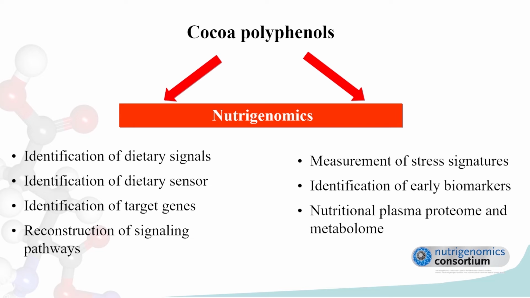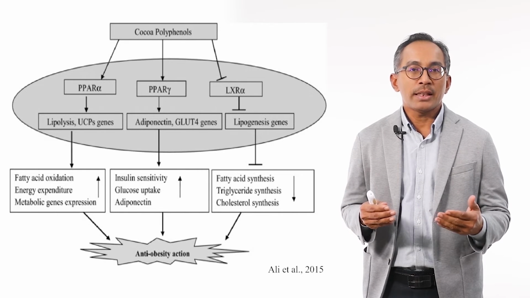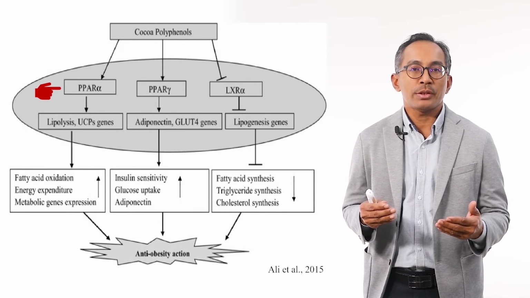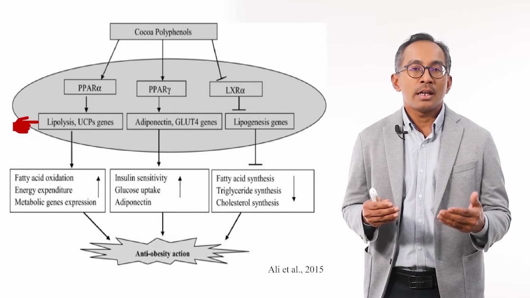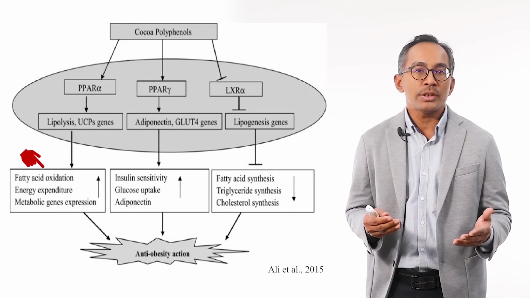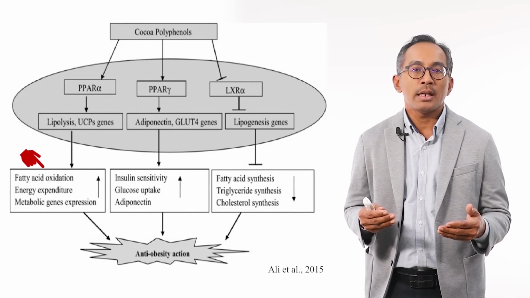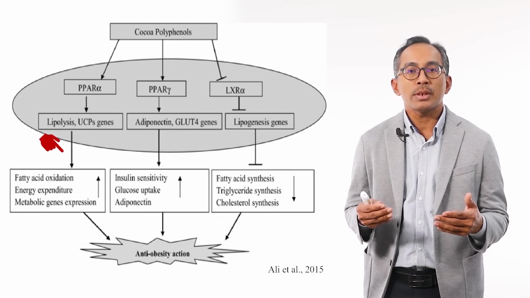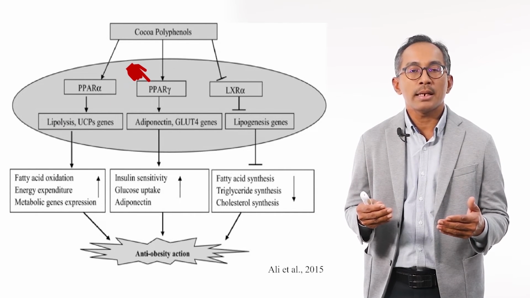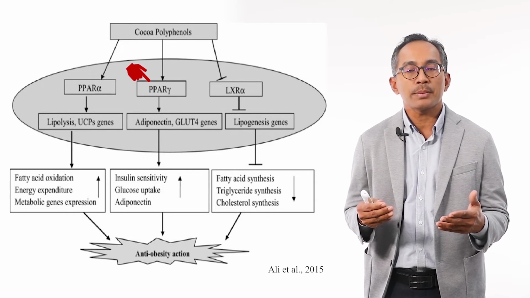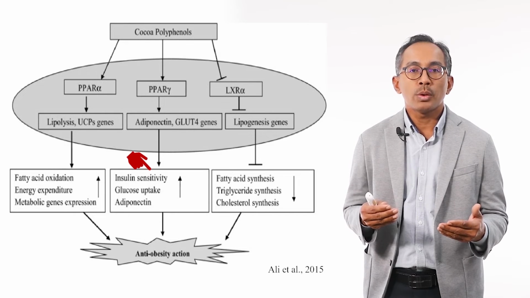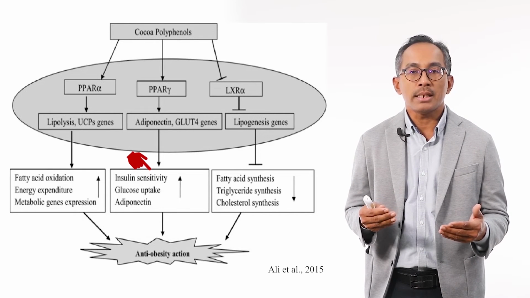Cocoa polyphenol can activate PPAR alpha, thus increasing the expression of lipolysis genes. Then it will increase fatty acid oxidation, energy expenditure, and metabolic gene expression. Also, cocoa polyphenol can activate PPAR gamma, thus activating the expression of adiponectin, which will increase insulin sensitivity, glucose uptake, and adiponectin.